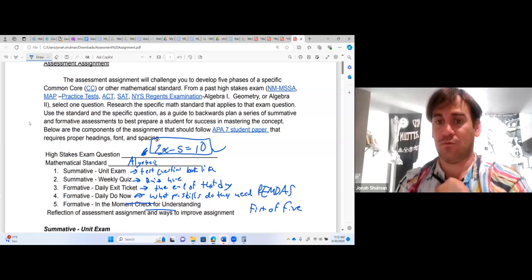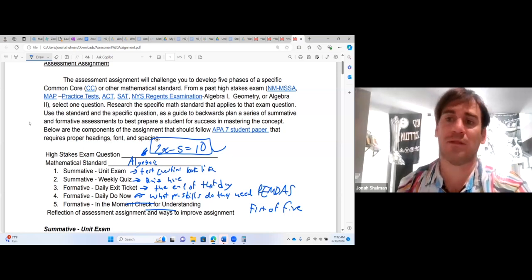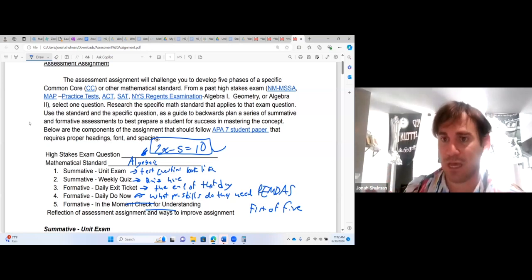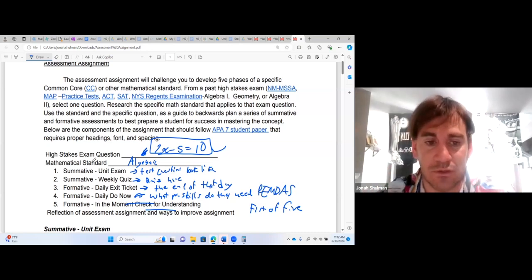So they can hold their fists in their chest and then they can show me the numbers. Teachers like thumbs up, thumbs down, raising their hands, nodding. There's a whole bunch of ways you can check for understanding in the moment.